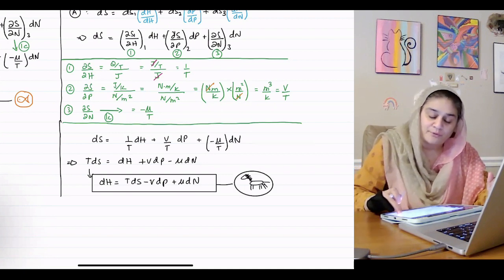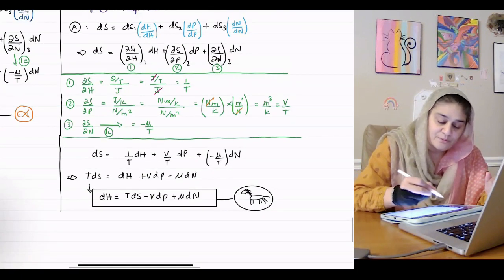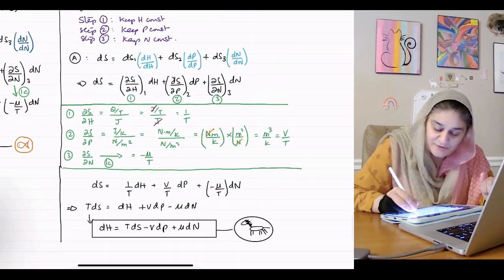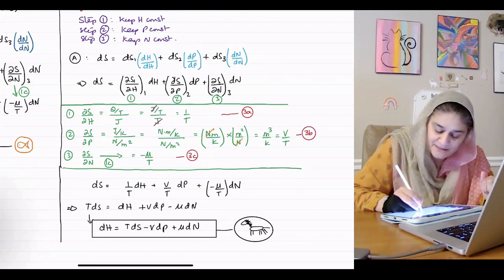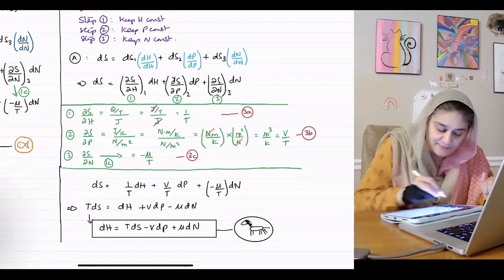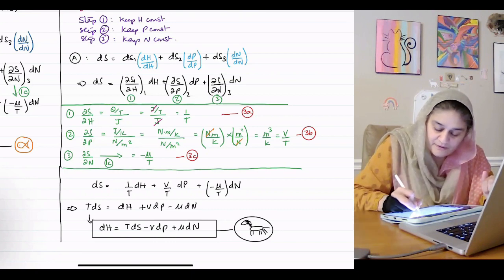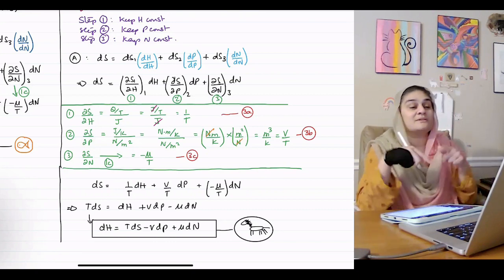Now, before I move on, I'm going to rename these as 3A, 3B, and 3C, which is going to be important next time.